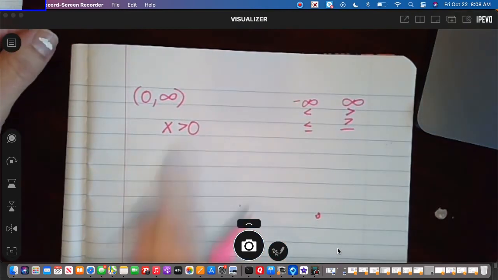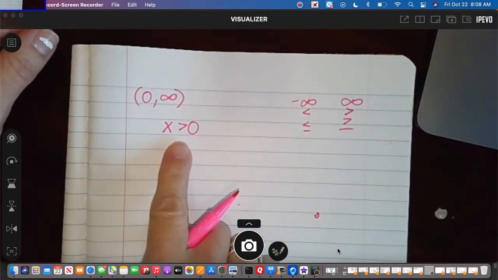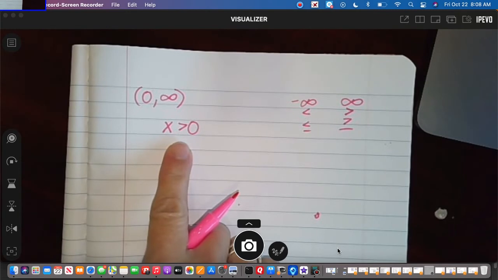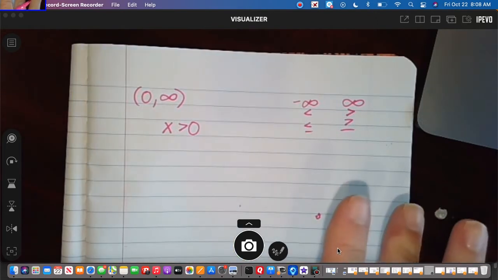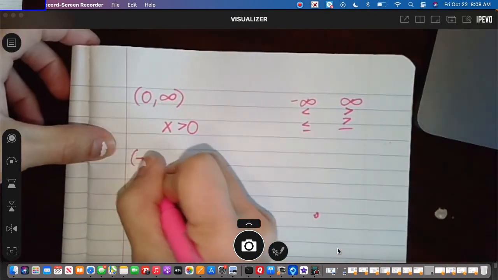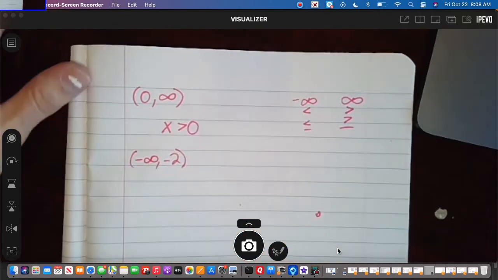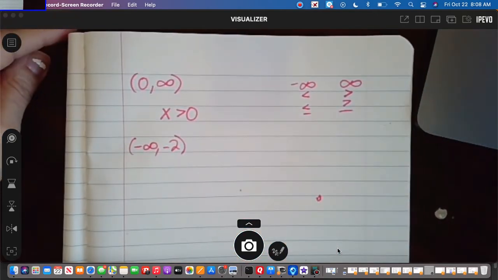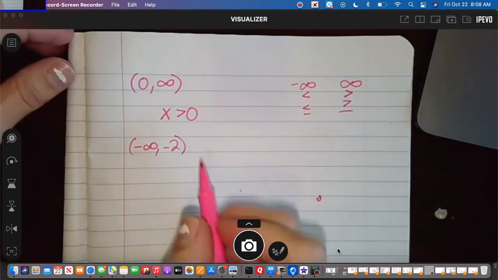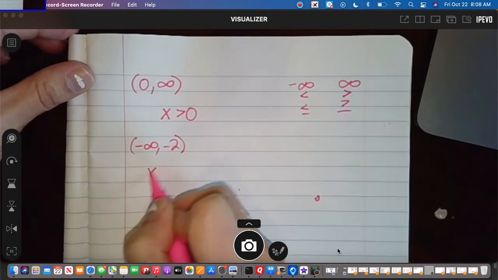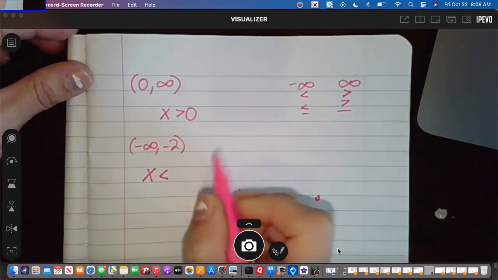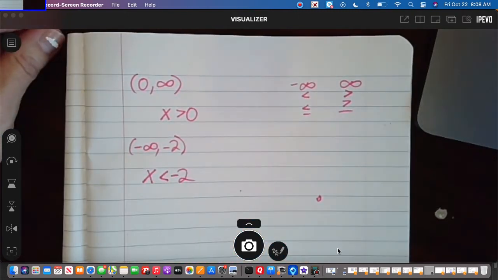Why did I not put greater than or equal to? Because it had a parenthesis and not a bracket. If I had a bracket, I put the equal sign. Does that make sense? Let's do another one. Since I have negative infinity, what kind of sign am I going to use? The less than. So I'm going to have x is less than what number? Negative 2. That's the number that I have.